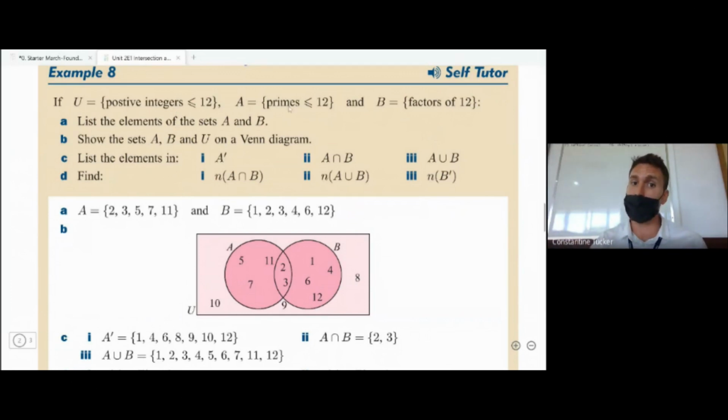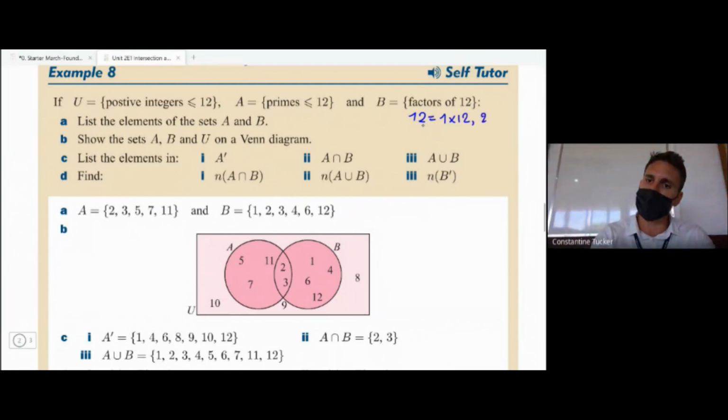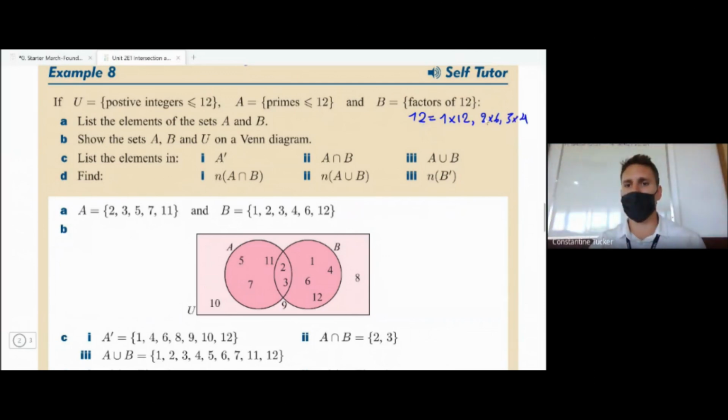And then if we have primes which are less than or equal to 12, well, what are those? 2, 3, 5, 7, 11. So generally, we want to remember the primes by heart. We want to be able to work them out. Factors of 12. Well, remember factors, find factors of a number. You have the ways to write it down as a product. So 12 is 1 times 12, 2 times 6, 3 times 4. So all the factors of 12 are 1, 2, 3, 4, 6, and 12.